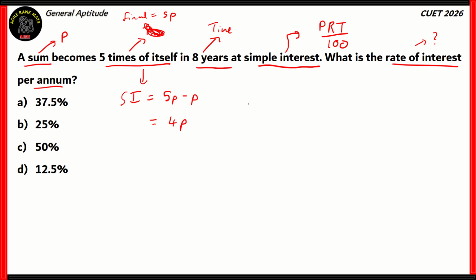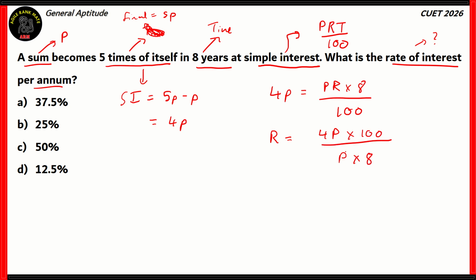So what we can do is plug in all the values to our equation. So simple interest is 4P equals, the principal is P, R we have to determine, T is 8, divided by 100. So since we need to find R, let's take it to one side. So R equals 4P times 100 divided by P times 8. So the Ps get cancelled, 4 goes into 8 twice, 2 goes into 100 50 times, so therefore the rate of interest is 50%. So therefore the right answer for this question is option C, 50%.